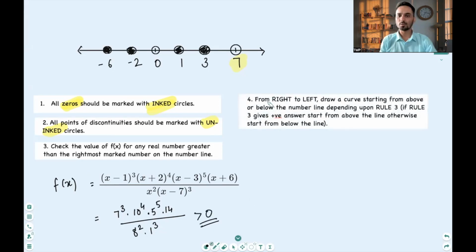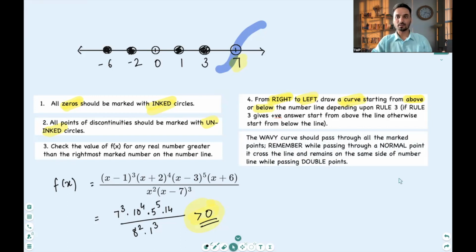Rule number 4 is to start from right to left to draw a curve, which can be started from above or below the number line, depending on the answer that you get in step number 3. If you get a positive answer, we start drawing the curve from above the number line. And if you get a negative answer, you start from below the number line. In this case, we got a positive answer, so we will start from above the number line to draw the curve. But wait, we need to consider a few more points before we complete this curve.